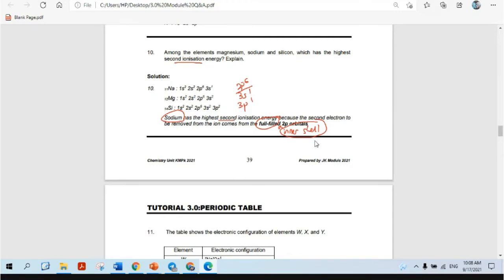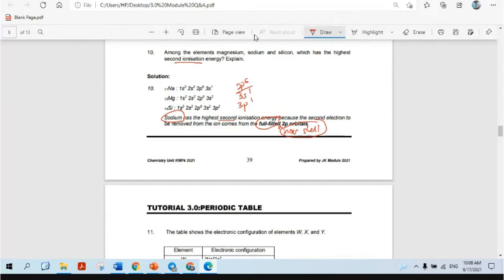Okay, soalan madam nak tanya sekarang. Based on this question, between sodium, magnesium, silicon, which one has the highest first IE? Second IE tak tahu jawapan. First IE. Yang mana ialah mempunyai first IE yang paling tinggi. Okay, sila tuliskan jawapan anda kat chat. Sodium ke, magnesium ke, silicon?